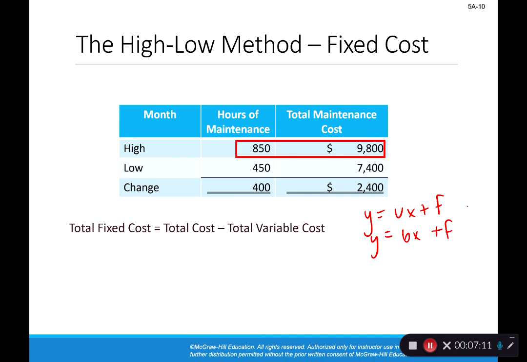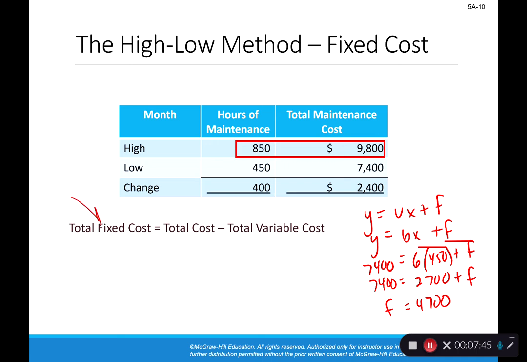And then I can choose my high or low data point in order to solve for F. They're going to use the high in the textbook answer, so I'm going to use the low in mine. So the low total cost was 7,400, and then the X was 450. So if I do out my math, 450 times 6 is 2,700 plus F equals 7,400. And 7,400 minus 2,700 gives me F equal to 4,700.